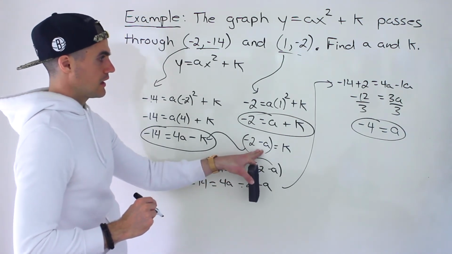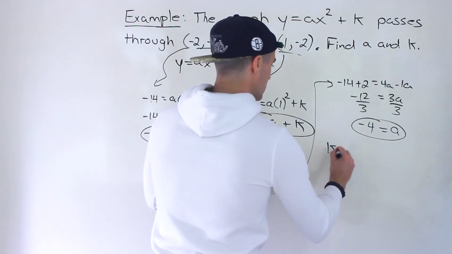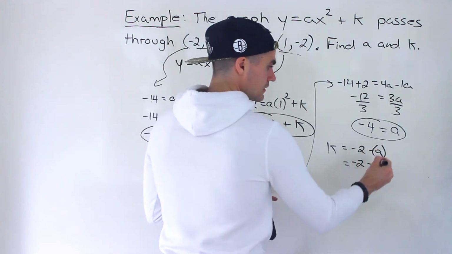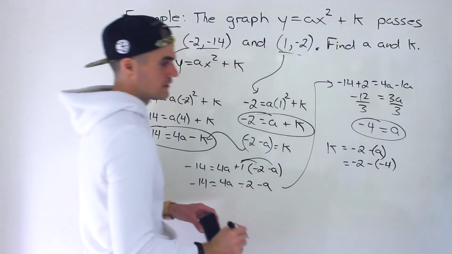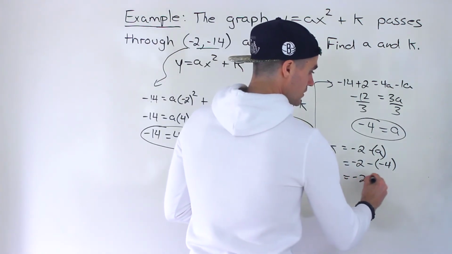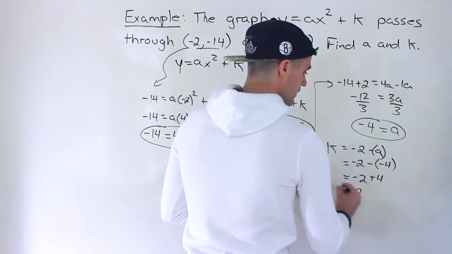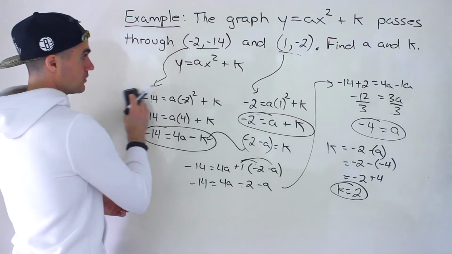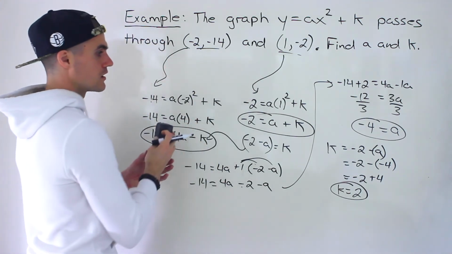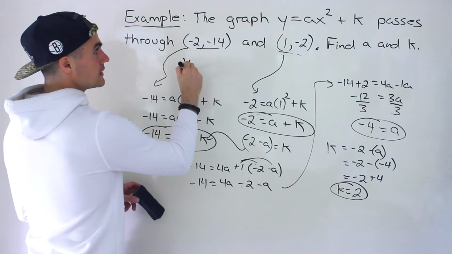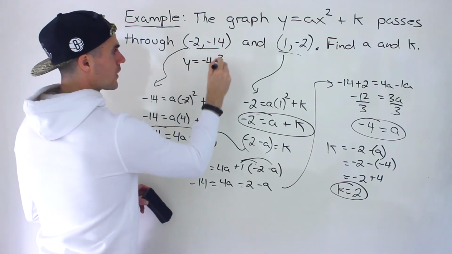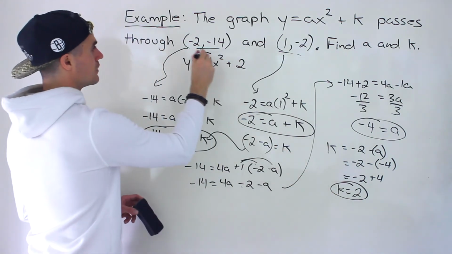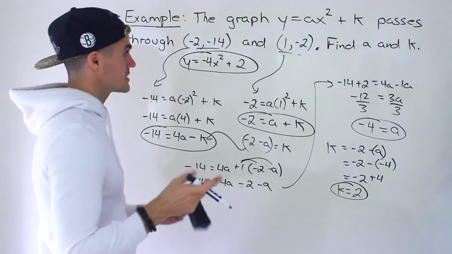And then if we want to get the k value, the k value is already isolated here. Let's just plug in -4 for a over here. So k, let's rewrite this formula. It's like that. So be careful with your negatives. We're subtracting this a value in brackets, and that's -4. So -2 plus 4, right? The two negatives turn into a positive, so we'd end up with 2 right there. So our final equation would be y equals -4x squared plus 2.